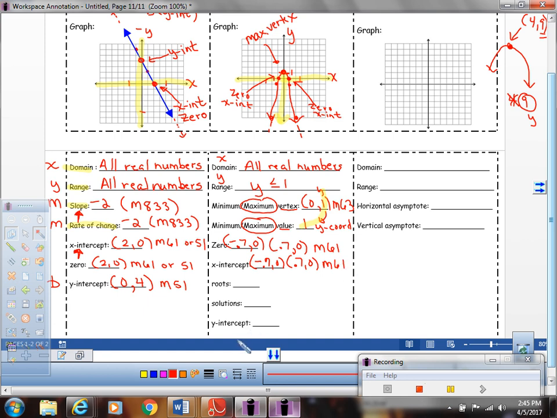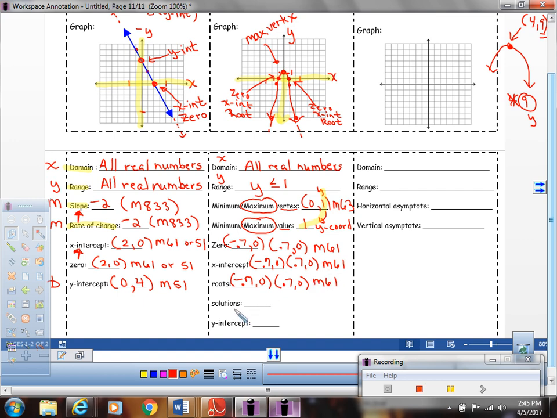What about roots? Same thing. Remember Xerox? You need to remember that word, and we'll write it down in a minute. But the roots are also in the same spot. It's where your graph crosses the x. So write down the same numbers, and put M61. The calculator calls it a 0, but if they ask you for a root, it's a 0. It's the same thing.